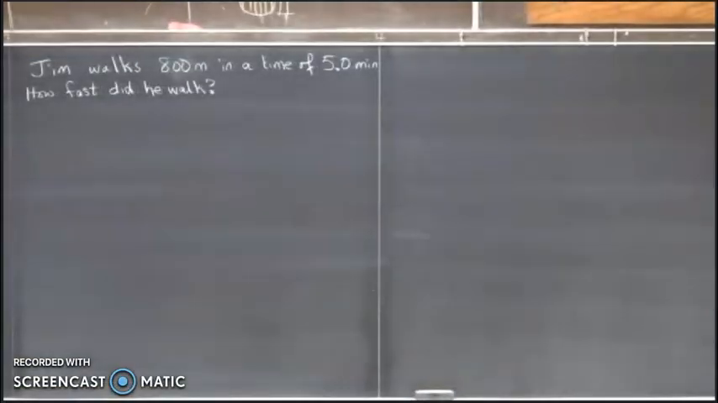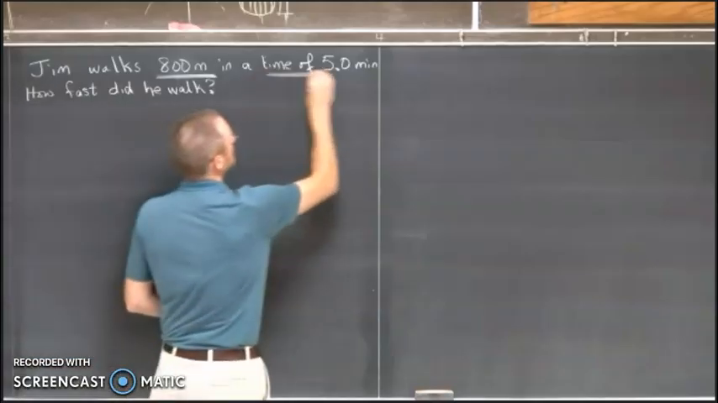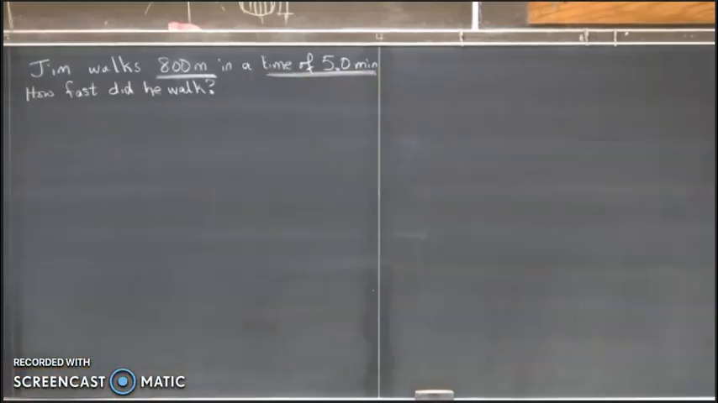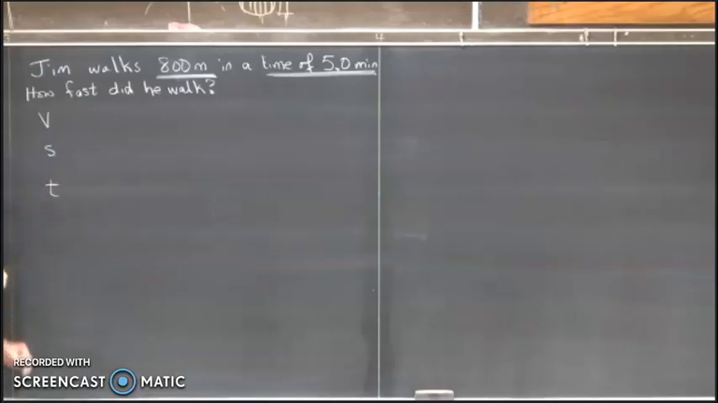What I'd like to do is show the application of this to a scenario where we're not going to start with a graph. We're just going to go straight from the story to the algebraic application. So we've got Jim walking a distance of 800 meters in a time of 5 minutes. Now we have 3 kinematic variables here. We've got velocity, we've got displacement, and we've got time.